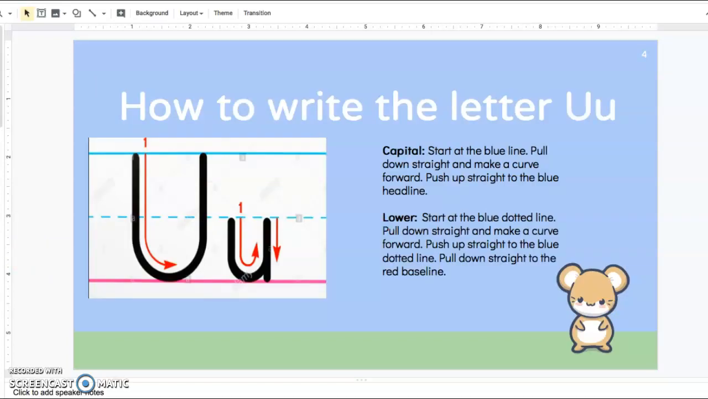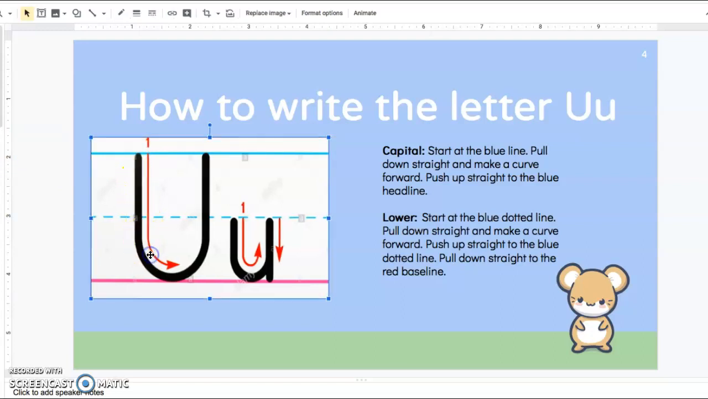Great, now we're going to talk about how to write the letter U. The first one we're going to talk about is the capital. You start at that dark blue line, you pull it straight down, and then you make a curve up. To make a lowercase, you start at the dotted line, you go straight down, make a curve, go up to the dotted, and then give it a stick to the red baseline. Nice job.